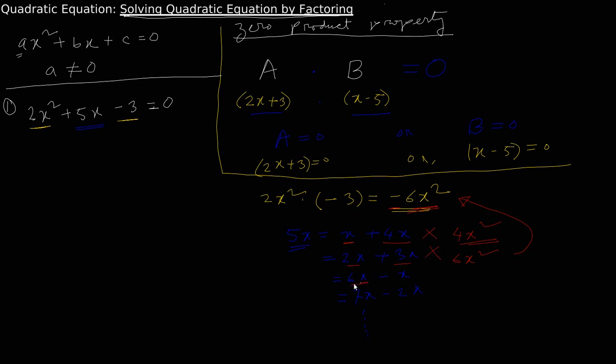Now let us look at 6x minus x. If I multiply 6x minus x, I get negative 6x square. As you can see, this is exactly the same. When you get exactly the same, I am going to use this one, 6x minus x. So let us write it down. I got 2x square, and 5x I'm going to write as 6x minus x. So plus 6x minus x, and then minus 3 equal to 0. I did nothing except divide 5x into that.